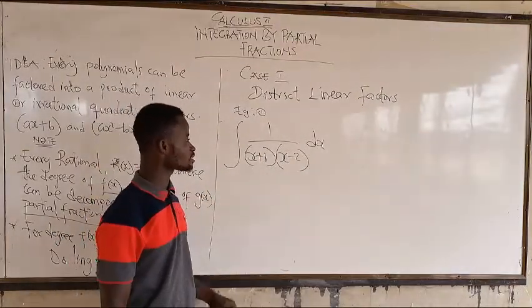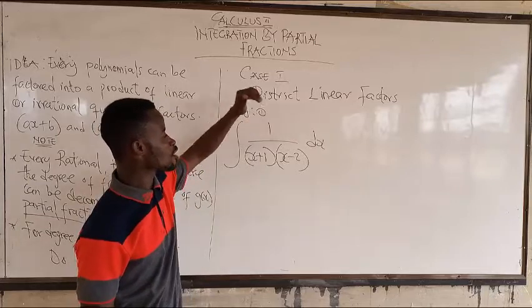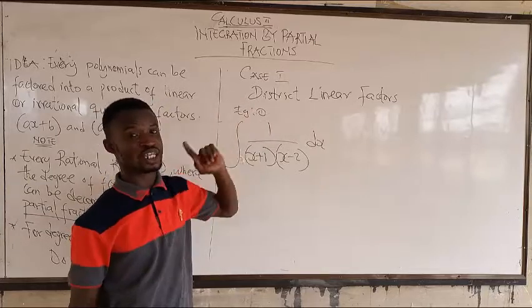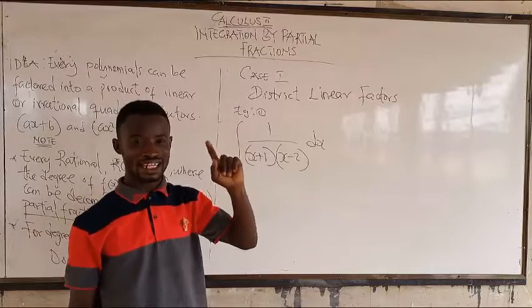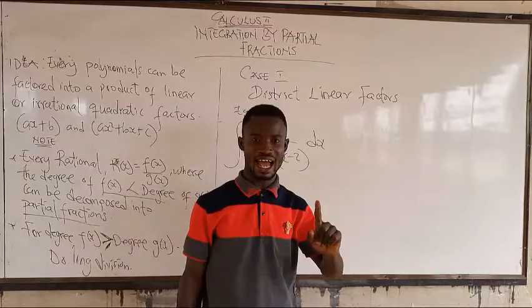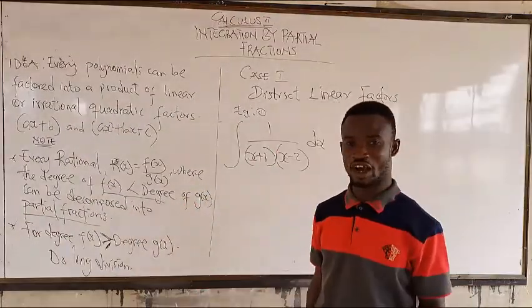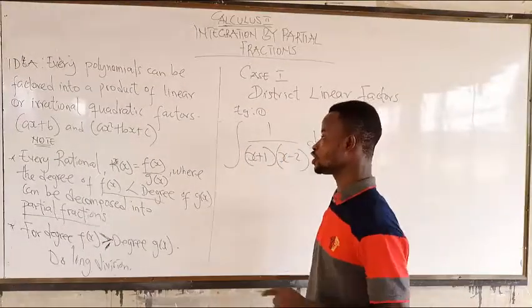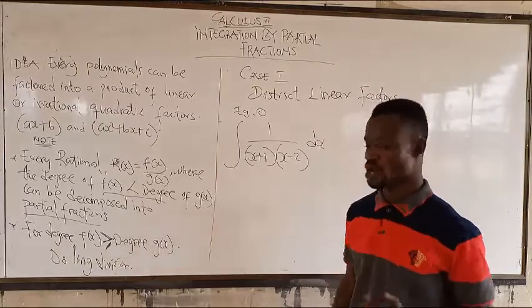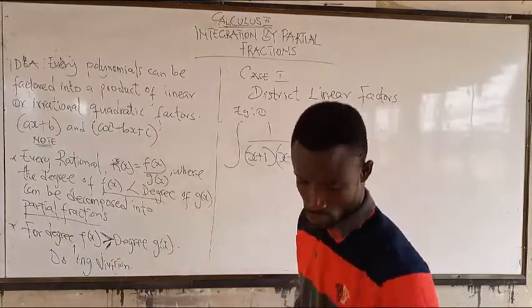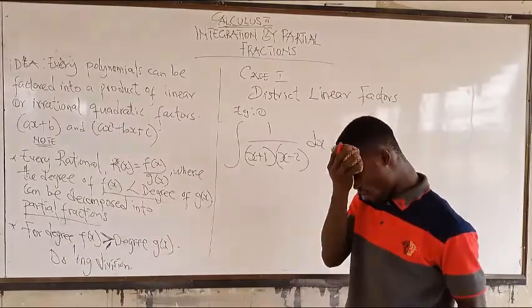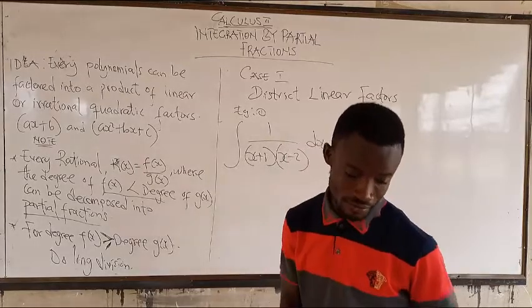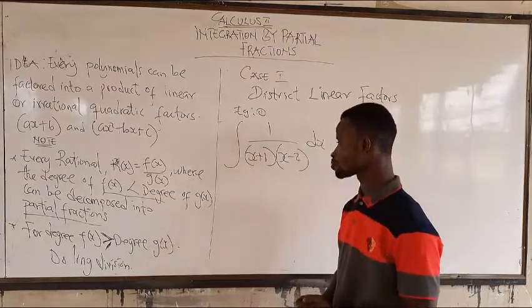So now, look at something here. The first thing to check is whether the degree of the numerator is less than the degree of the denominator. That is when you can continue to resolve it to partial fractions. Very good.